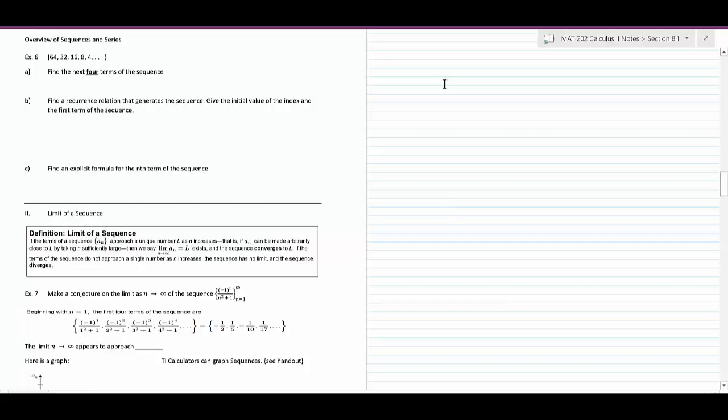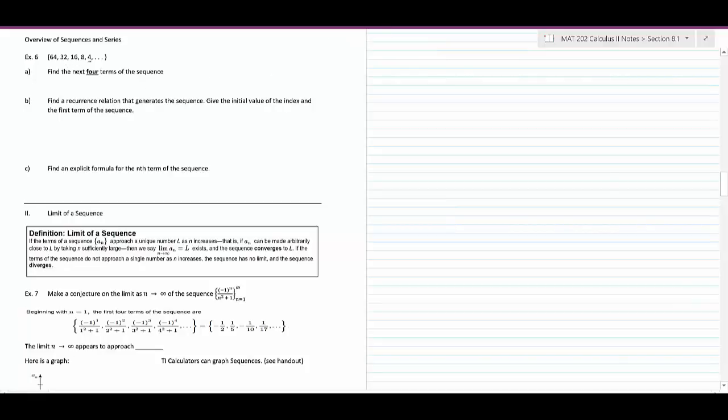On this example 6, you're trying to find a recurrence relation and an explicit formula. Sometimes one is real easy and the other one's kind of challenging. So I'll show you a strategy of how I figure this one out. Okay, now this one's pretty simple to see what's going on.